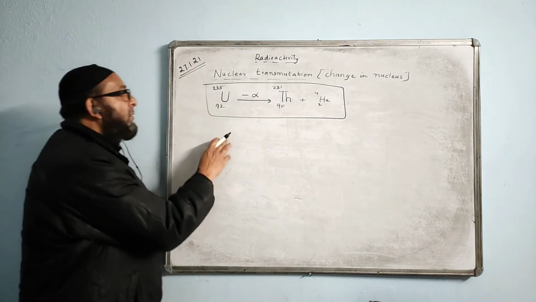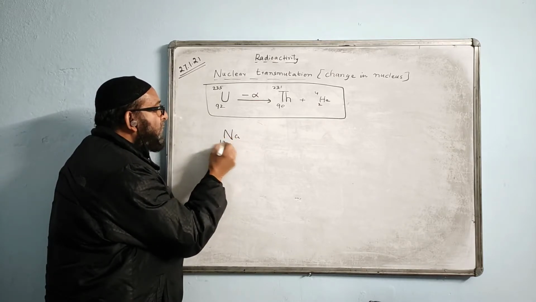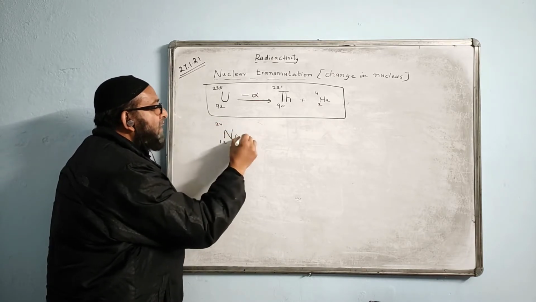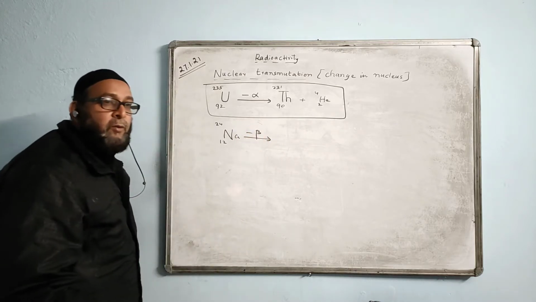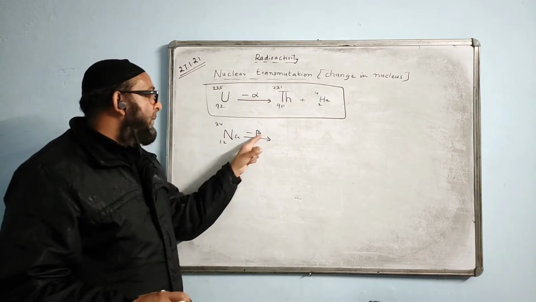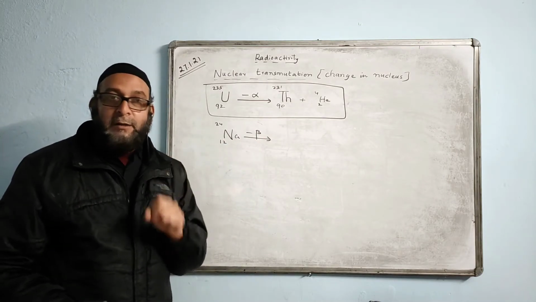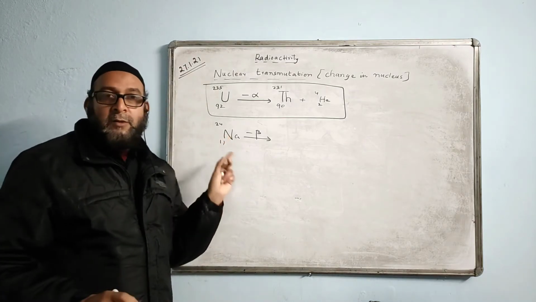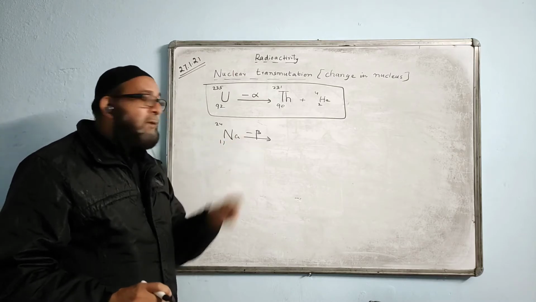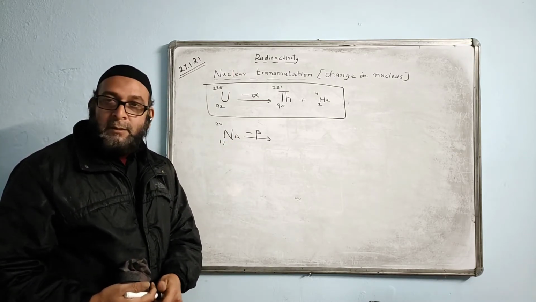Okay, now another one, sodium. Sodium has atomic number 11 and mass number 24, and it's emitting a beta particle, minus beta. So what answer do you expect? With beta emission the atomic number increases by 1. Sodium is 11, so the new answer is 11 plus 1, 12. Do you know 12 is the atomic number of which element?